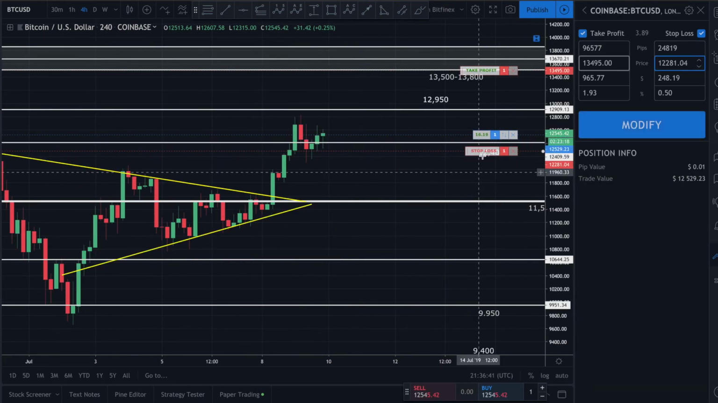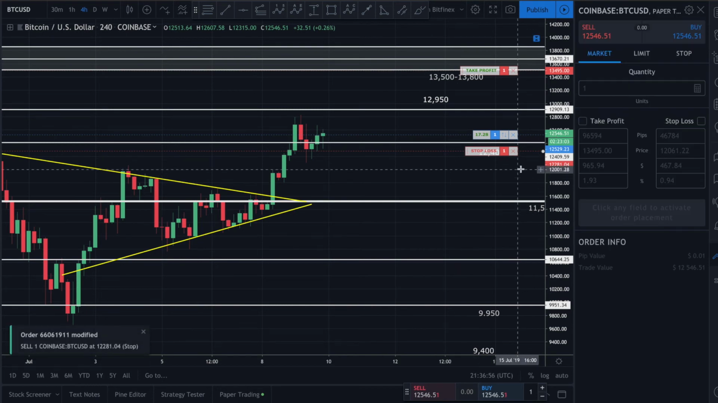$12,281. As soon as I release my mouse, we can come over here and that order block opens up again, and it shows me my adjusted stop loss. And it's asking me basically, do I want to adjust my stop loss to $12,281.04? If that looks good to me, I just click modify. And sure enough, it's as easy as that. My stop loss has been adjusted.